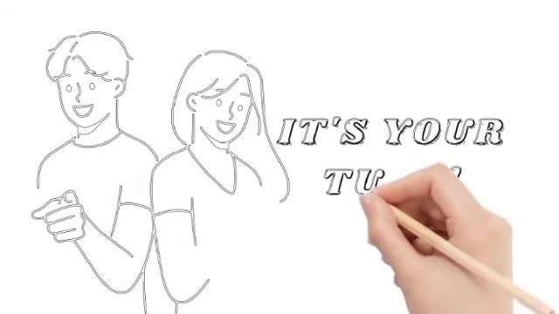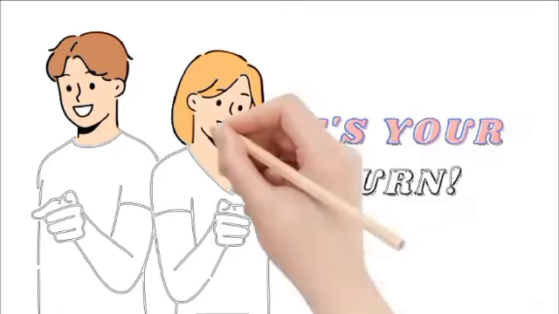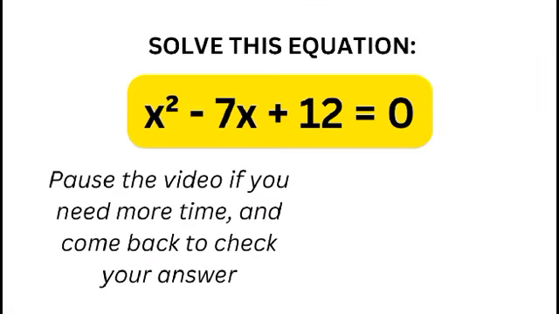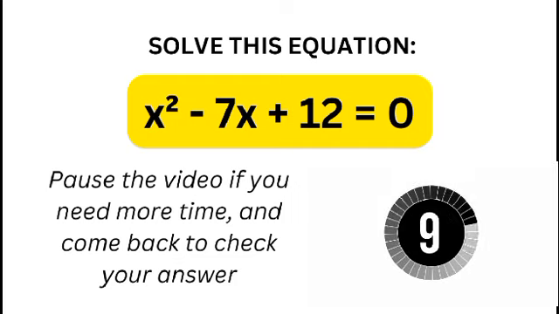Now, it's your turn. Try solving this equation: x squared minus 7x plus 12 equals 0. Pause the video if you need more time and come back to check your answer.